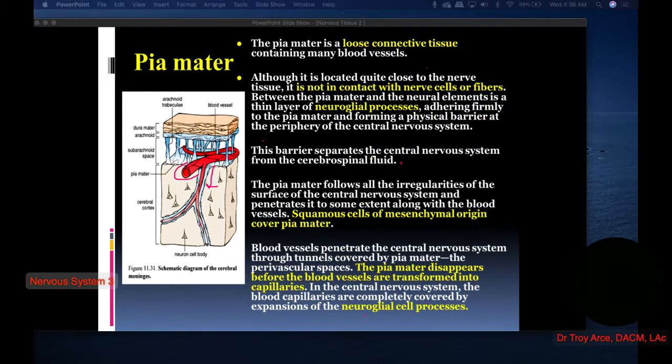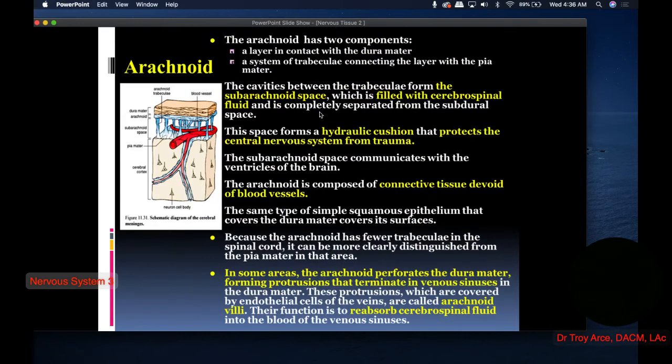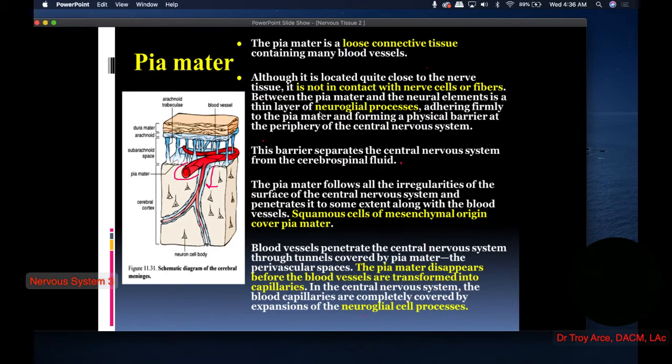Okay, coming down, again, we have the dura mater on the outside. And coming down from there, we have the arachnoid level, which we just covered. And now we're going down to the final layer, which is the pia mater. So the pia mater is loose connective tissue containing many blood vessels. So one thing to distinguish between pia and the other layers is the presence of blood vessels, right?